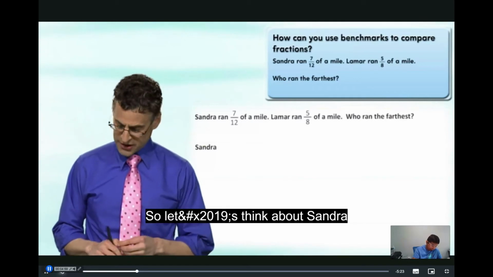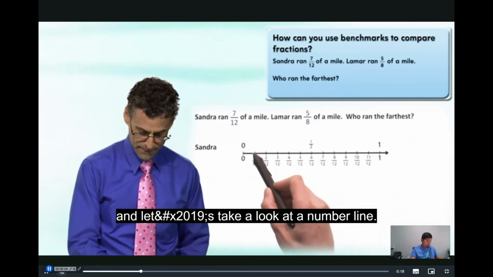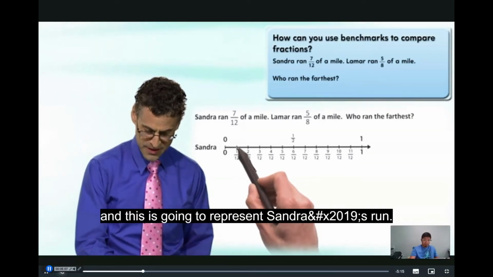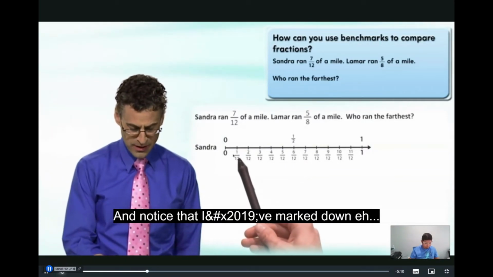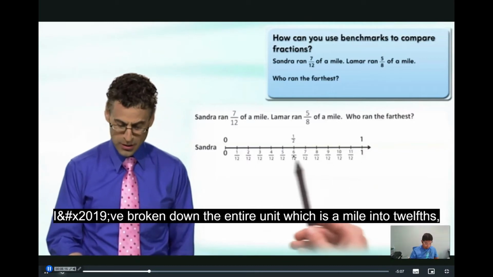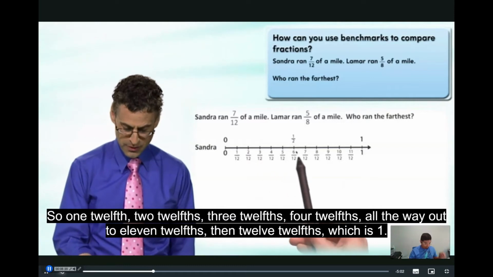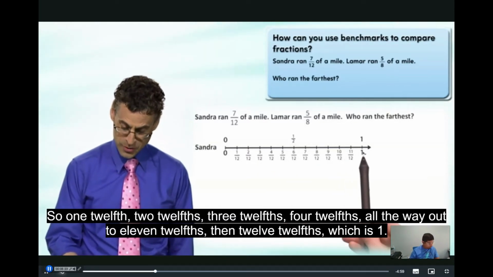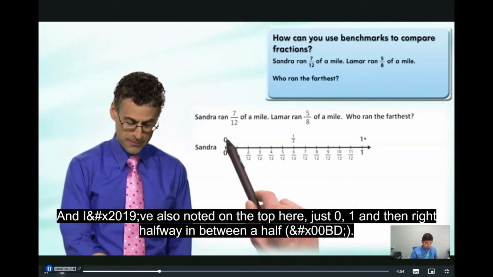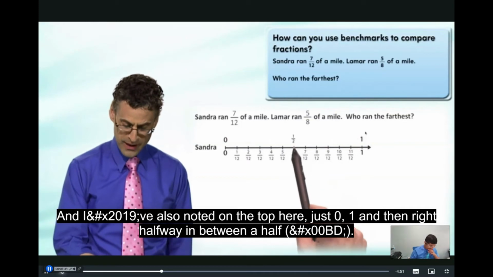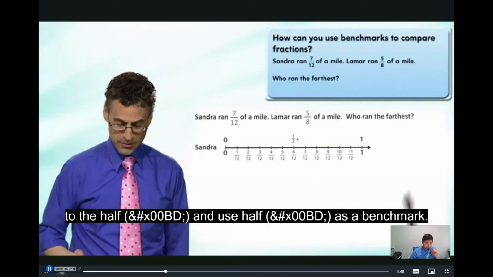Okay, so let's think about Sandra, and let's take a look at a number line. So here's a number line, and this is going to represent Sandra's run. And notice that I've broken down the entire unit, which is a mile, into 12. So 1/12, 2/12, 3/12, 4/12, all the way out to 11/12, and then 12/12 is just 1. And then I've also noted on the top here, just 0, 1, and then right halfway in between, a half.